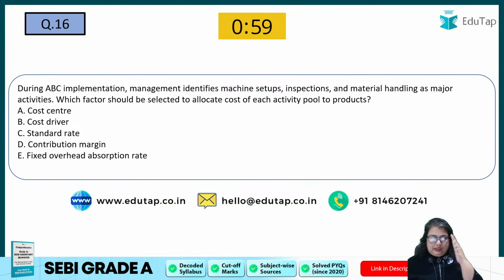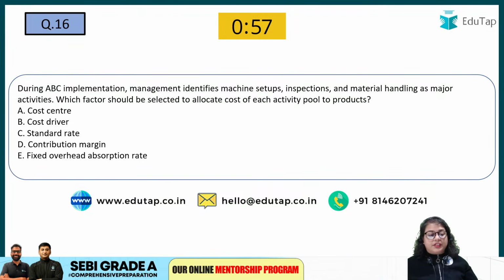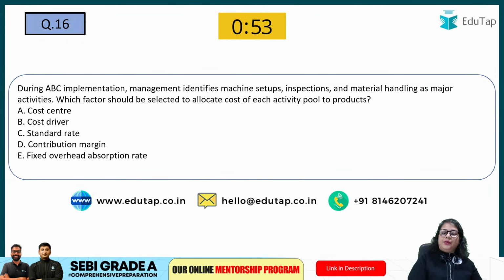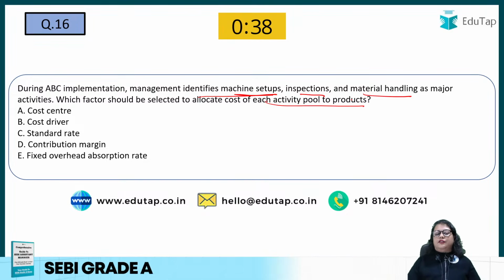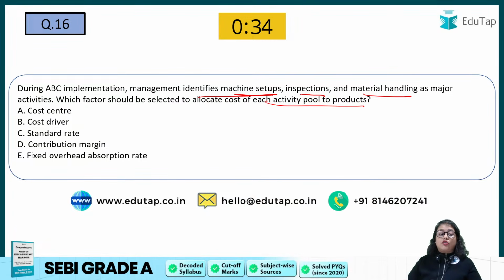Question number 16. During ABC implementation, management identifies machine setups, inspections, material handling as major activities. So which factors should be selected to allocate the cost of each activity pool? So basically which factor, what is the name of the factor? That is the cost driver.